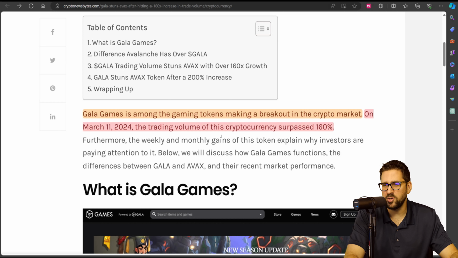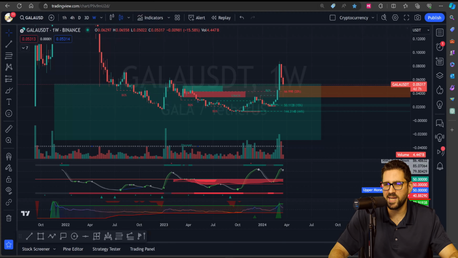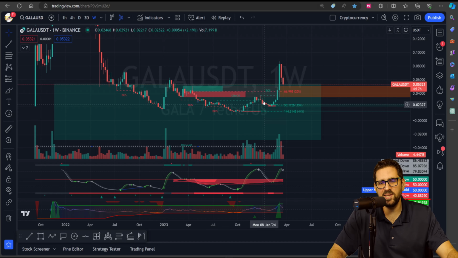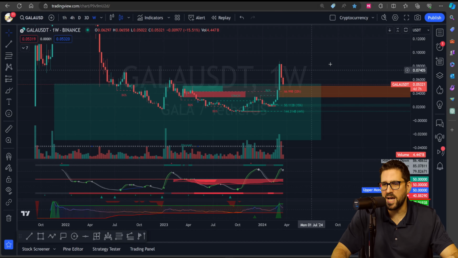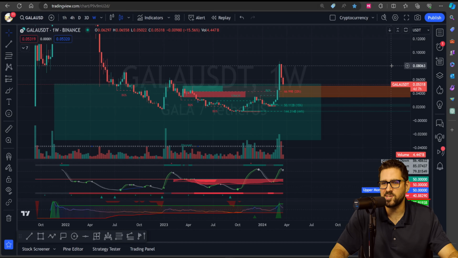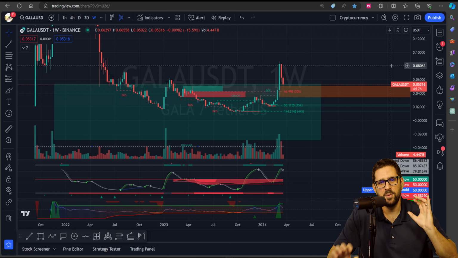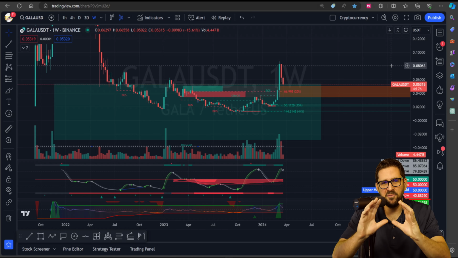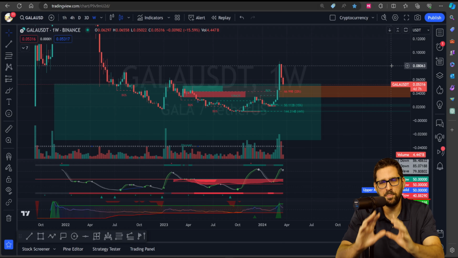The trading volume of this cryptocurrency surpassed 160%. If we take a look at the Gala chart on the weekly, believe it or not, guys, we are still in our discount zone. I am using the Lux Algo Price Action Concepts, which gives you a brief view of where the trend is, what are some support and resistance levels, and where are a lot of the bids coming in.